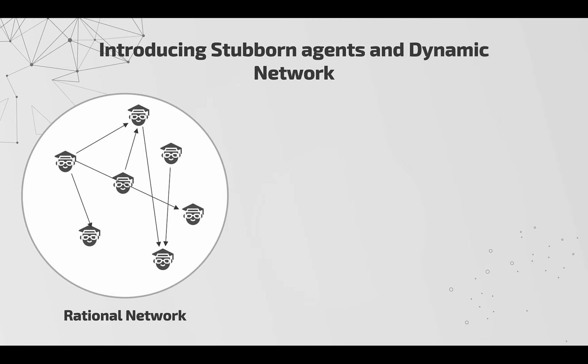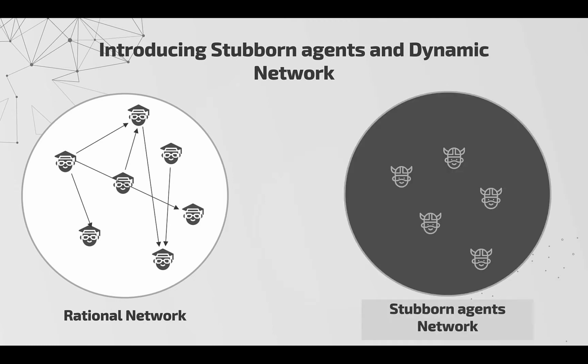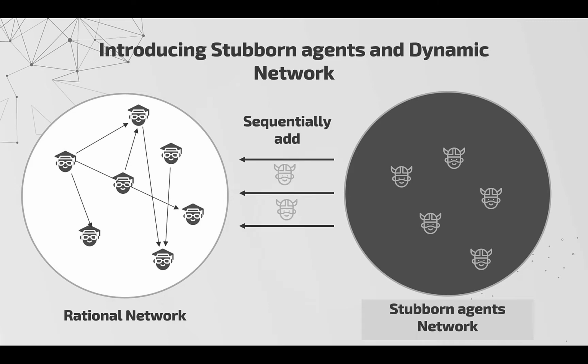The arrow represents the relationship between traders. And on the right-hand side, we have the stubborn agent network, which represents the trading forum. They are stubborn in the sense that their opinions will never change, and in our case, they hold the homogeneous view that GameStop price will only go up. These agents are added to the rational network sequentially over the simulation process, thus making a network of mixed agents, as shown in this graph.